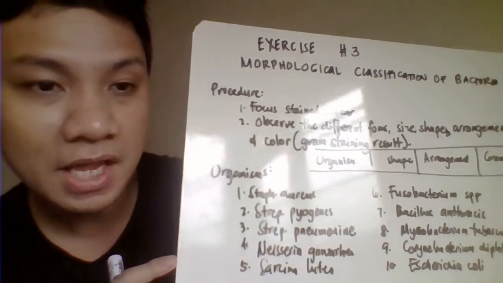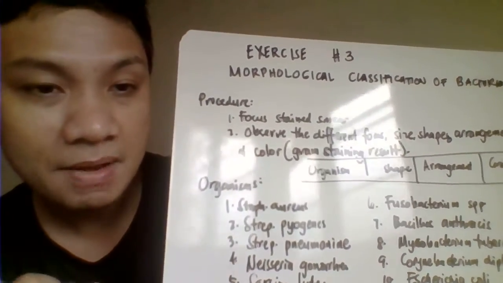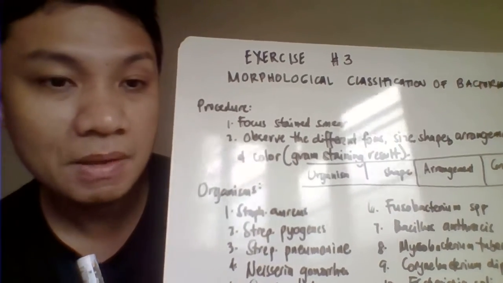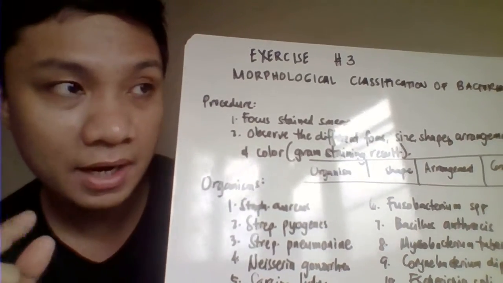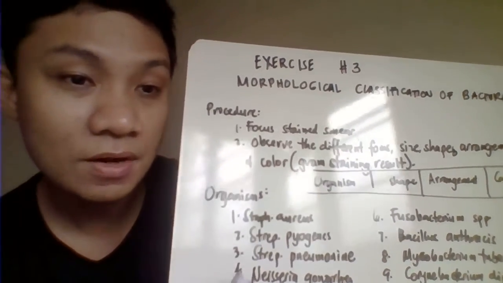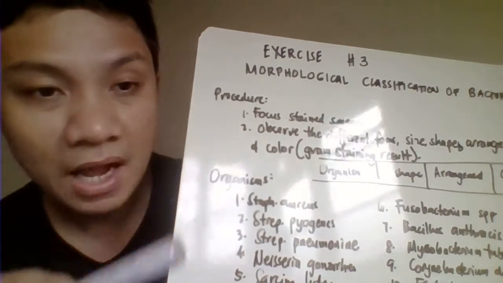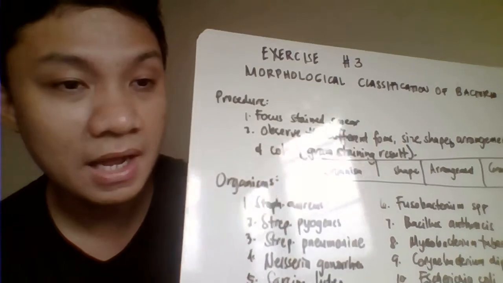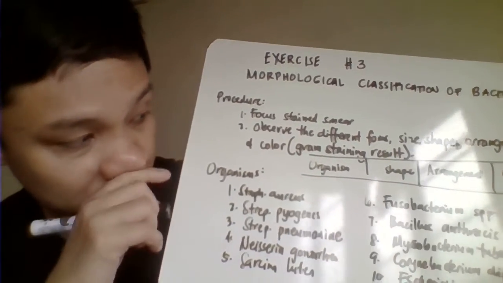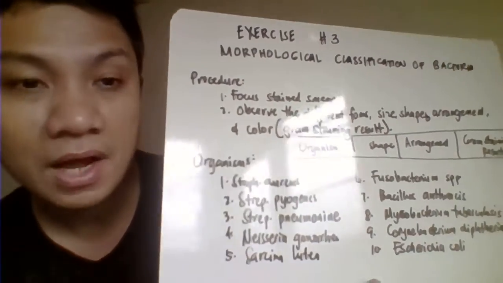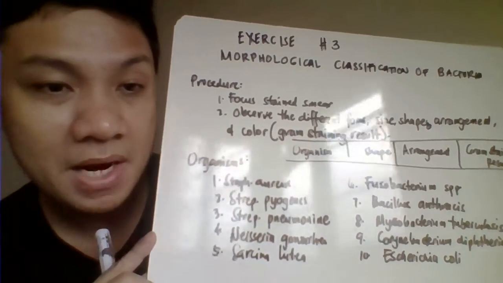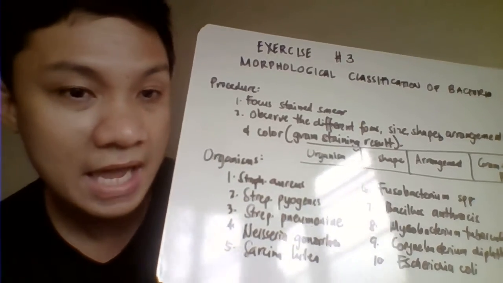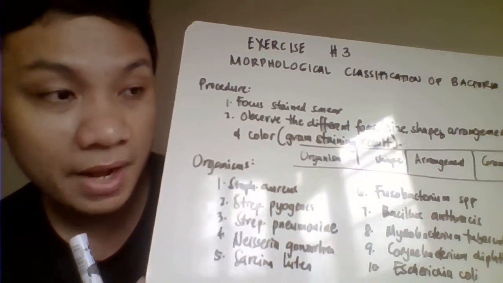Basically, their shape could be cocci, so that's more spherical, or round shape, or it could also be bacilli, so rod shape or elongated. Or you could also classify them as spiral bacteria, or you could have other atypical shapes of bacteria. Then another one is the arrangement: they could appear as single, in a cluster, in a chain, or in any other arrangement.